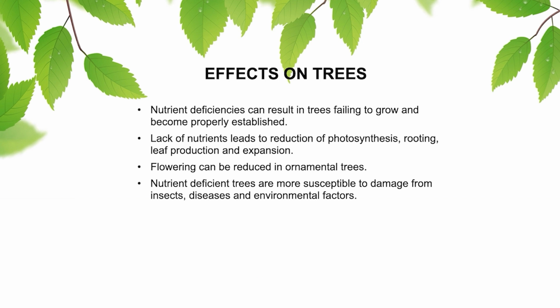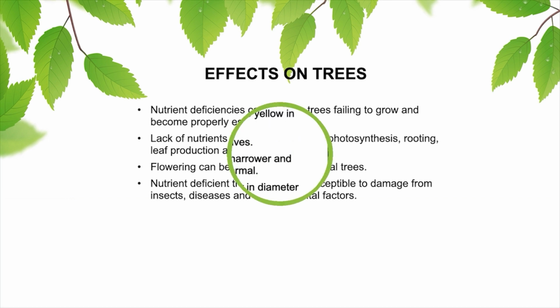Effects on trees. Nutrient deficiencies can result in trees failing to grow and become properly established. Lack of available nutrients leads to a reduction in the photosynthesis process, root development, leaf production, and leaf expansion. Flowering can also be reduced in ornamental trees. Nutrient-deficient trees are under stress, which makes them more susceptible to damage from insects, diseases, and other environmental factors.